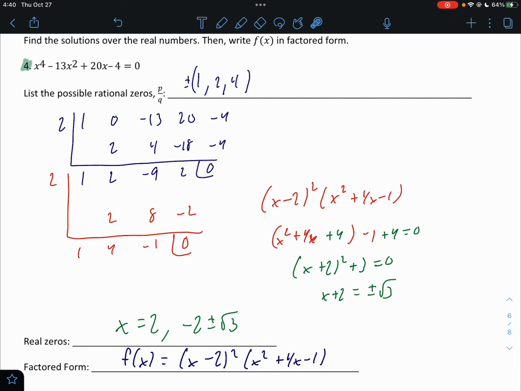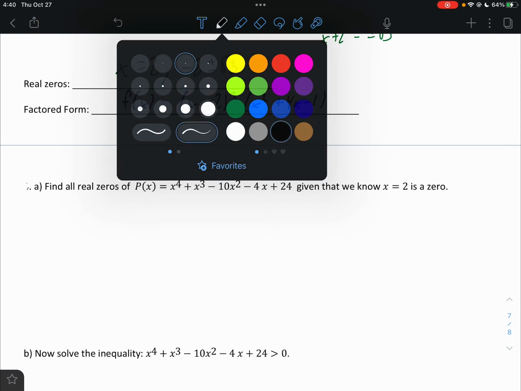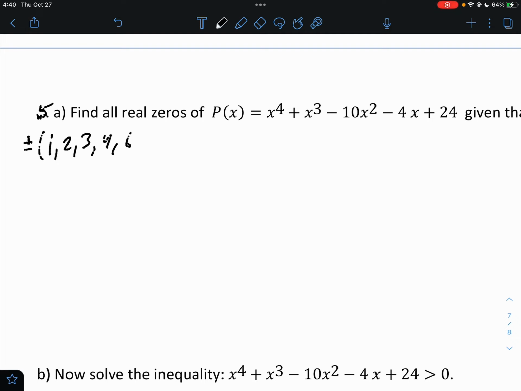Okay, last one, number 4. Actually, this would be number 5. Find all the real zeros of this, given we know that x equals 2 is a 0. All right, so first let's write out our PQ list. So our possible answers are plus or minus 1, 2, 3, 4, 6, 12, and 24. Oh, and I missed one, and 8 as well. So we have 1, 2, 3, 4, 5, 6, 7, 8 times 2, 16 possible answers here. That's going to be a mess to try to find.